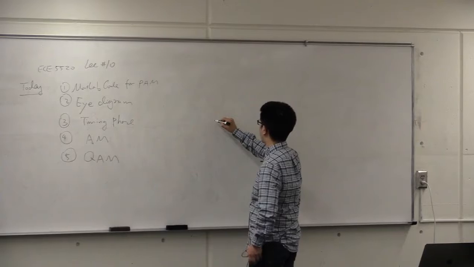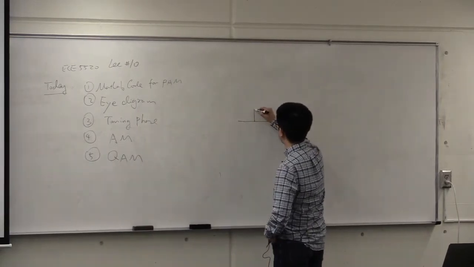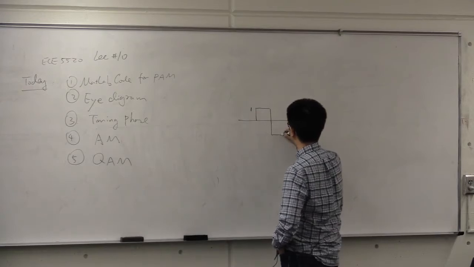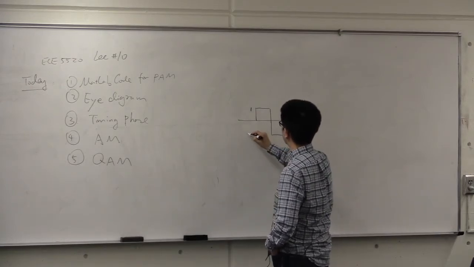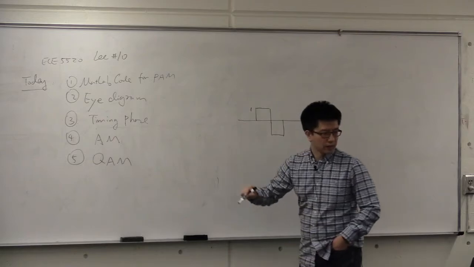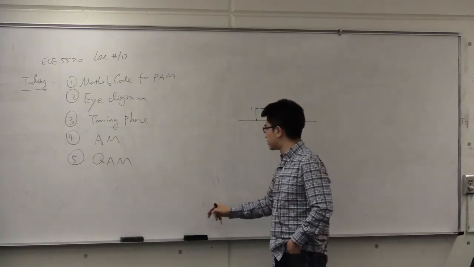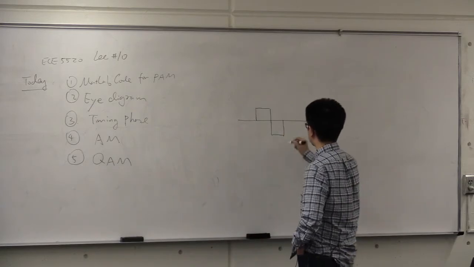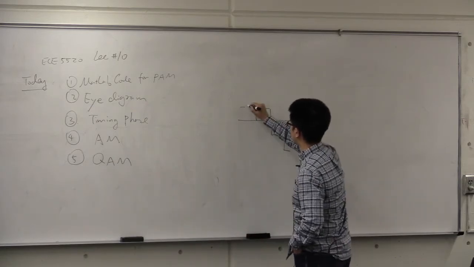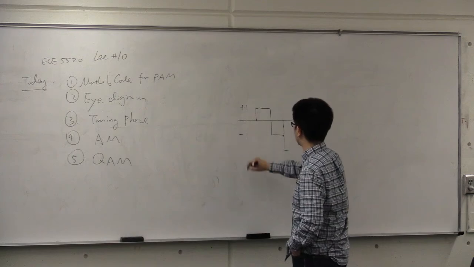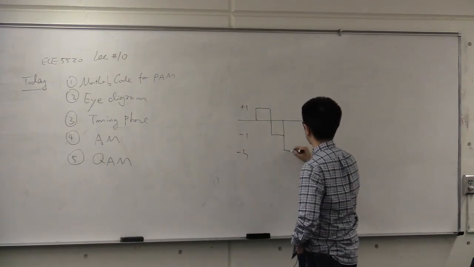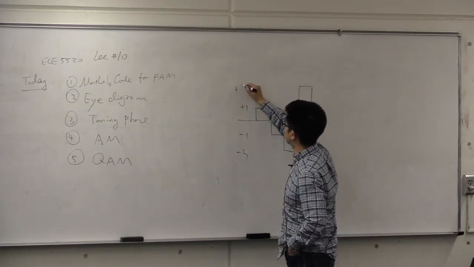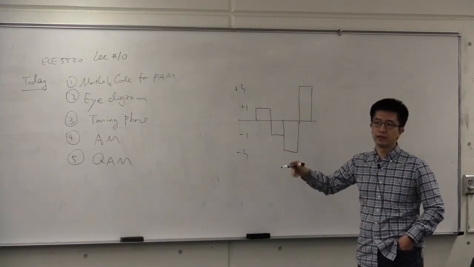So we may have this plus one represent a plus one, and this kind of waveform may represent different levels. So maybe something like this. Let's say here is plus one, here is negative one, and here is negative three, for example. And maybe the next one is plus three, right? We have four levels.